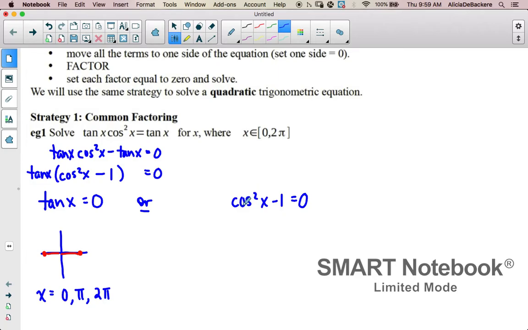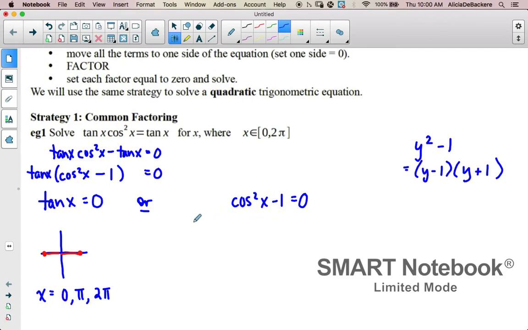So what I see here is cos squared minus 1. This kind of reminds me of, what if I had y squared minus 1? Well, that's a difference of squares. And so that would be y minus 1 and y plus 1, right? Taking the square root of y squared at the front and the square root of 1 at the end, and then just switching or doing different signs for difference of squares.